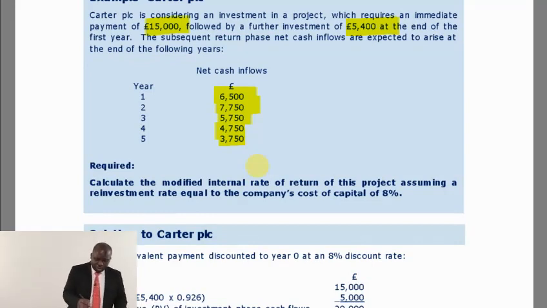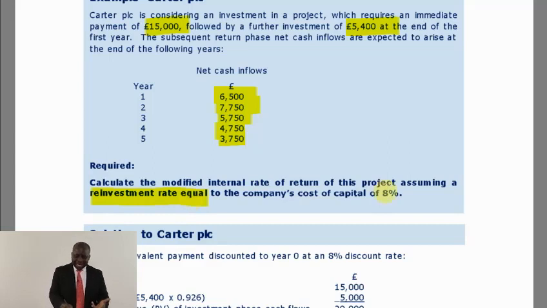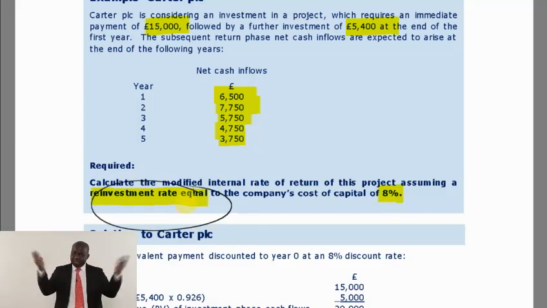To be honest with you, the examiner is not going to give you this bit, telling you, assuming the reinvestment rate is the cost of capital. You ought to know that as long as it's modified internal rate of return, you would have to reinvest the cash flows from the project at the cost of capital, so that is consistent with NPV. So don't expect this bit of the requirement unless you are extremely lucky. He will just come and calculate the modified internal rate of return.